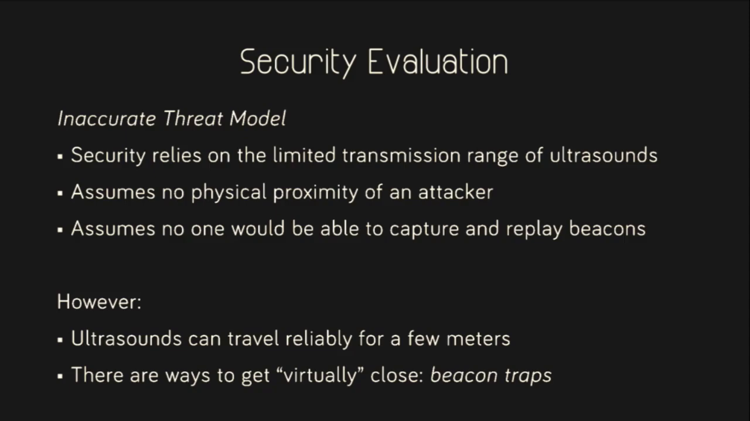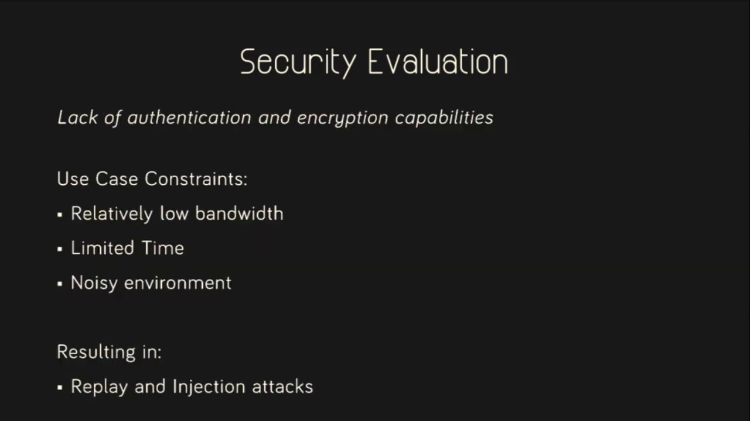The first one, the threat model, is basically relying on the assumption that ultrasounds have a limited transmission range, that the attacker has no physical proximity to the victim, and that the attacker is not able to capture and replay beacons. However, ultrasounds can travel reliably for a few meters. In our experiments, as Federico said, this is like 6 to 7 meters. And there are other ways to get virtually close to the victim, such as the beacon traps that we introduced previously.